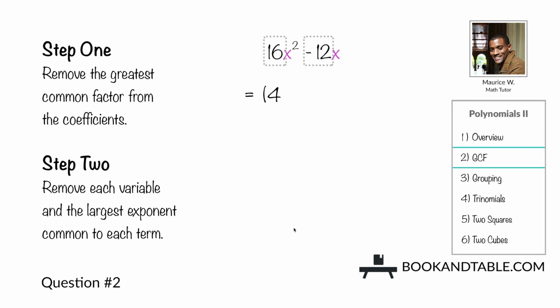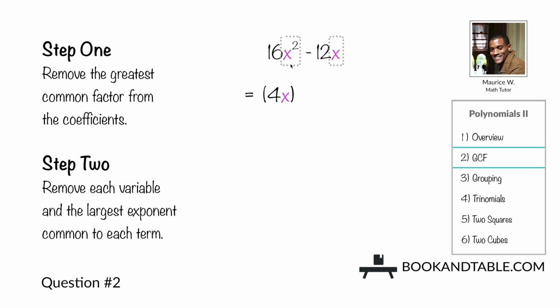Let's have a look at question number 2. We were asked to factor 16x squared minus 12x. Step 1, remove the greatest common factor from the coefficients, 16 and negative 12. That would be 4. Step 2, remove each variable and the largest exponent common to each term.